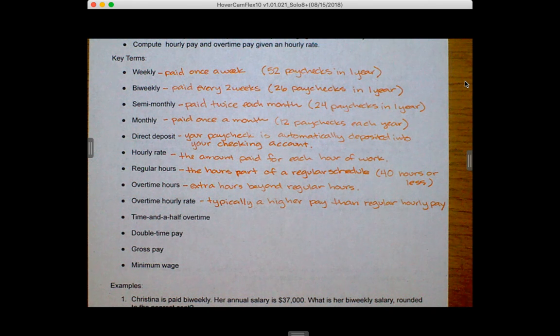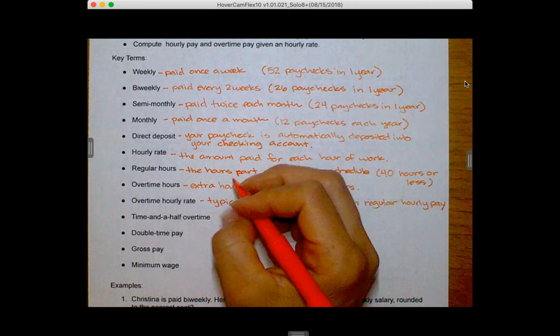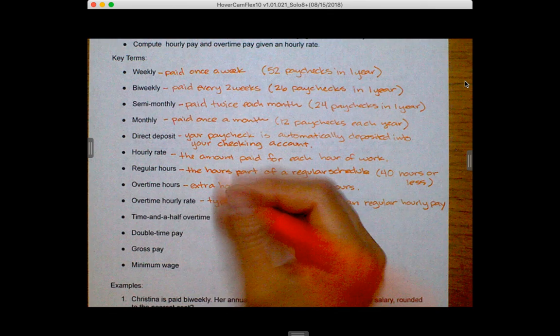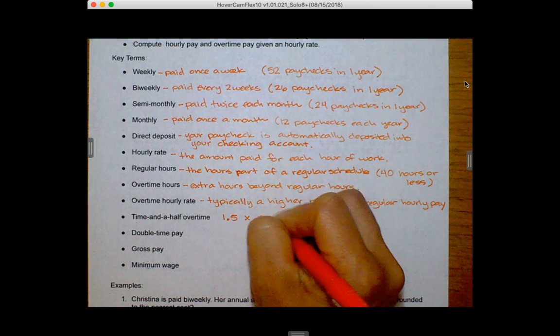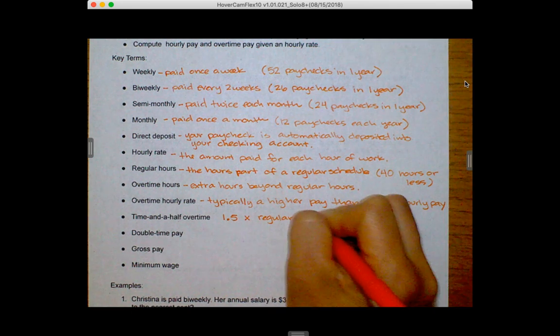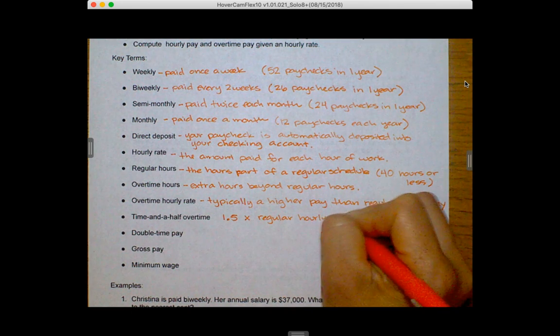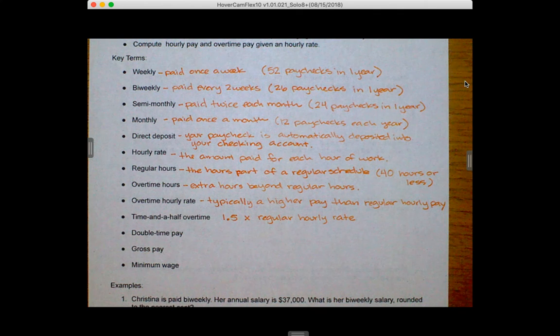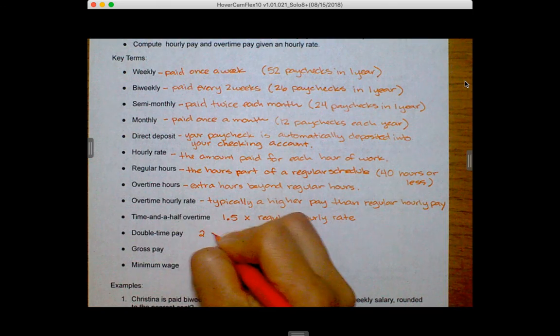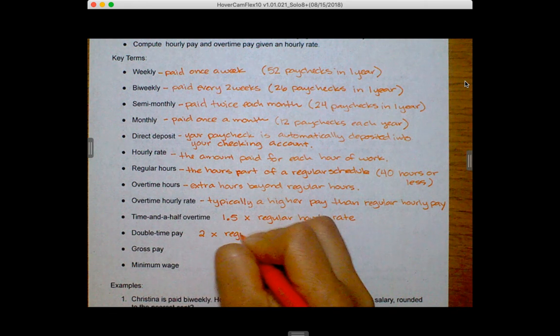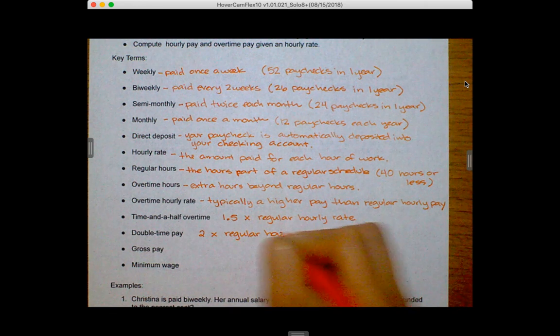Okay, now there's two pretty typical types of overtime pay. One of them is time and a half. The other one is double time. So we're going to talk about both of those, but time and a half, typically the way they figure out what your time and a half rate is, they take 1.5 and they multiply it by your regular hourly rate. Okay, and then if they're doing double time, they're typically taking 2 and multiplying it by your regular hourly rate.